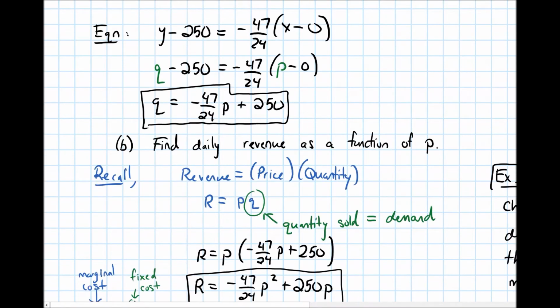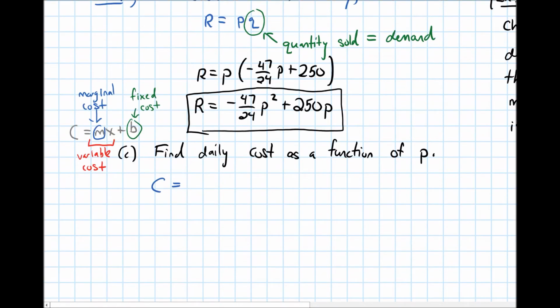Okay, scroll it down, scroll it down. Okay, so we get C equals, so the marginal cost was 25 times X, and then plus B, fixed cost was 400.